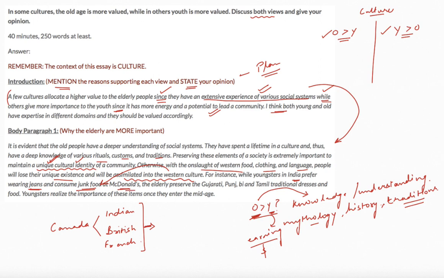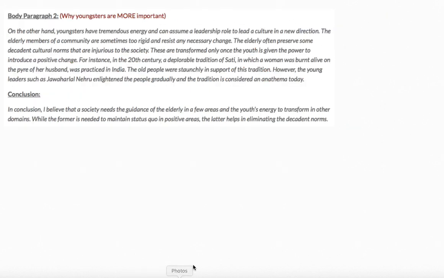At McDonald's, the elderly preserve the Gujarati, Punjabi, I'm sorry for that, and Tamil traditional dresses and food. Youngsters realize the importance of these items once they enter mid-age. And in body paragraph 2, I have explained why in some cultures youth are more important than old people. Remember that youth are agents of change.